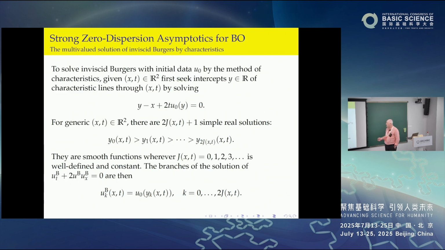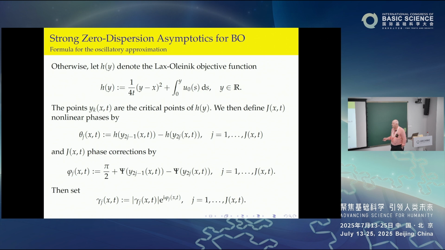So otherwise, if you have multiple answers, then you let h of y denote the thing you would study in diffusive shock waves. The Lax-Oleinik objective function is this thing. You try to minimize that if you're solving for the shock wave position in the classical theory. But anyway, you have this function, and the critical points of this thing are exactly the intercepts y_k of the characteristic lines. So usually what you do in shockwave theory is you try to pick the correct characteristic, and that's a minimization problem, right? So that's the idea. But here, we're going to need all of the characteristics.